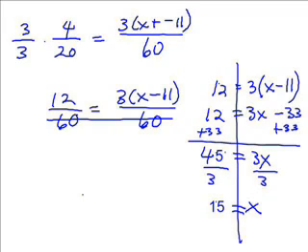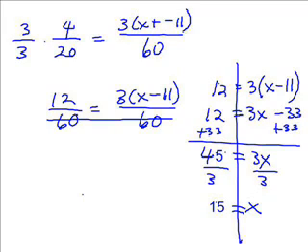After they do the distribution property here with the 3 times the quantity of x minus 11, they end up with 12 equals 3x minus 33. If they determine that they want their x's on the right-hand side of the equation, they're going to have to eliminate the numbers that are on that side, which is a negative 33. In order to get rid of a negative 33, they have to add 33. What they do to one side, they've got to do to the other in order to keep the equation balanced. So they add 33 to both sides. That gives them 45 equals 3x.